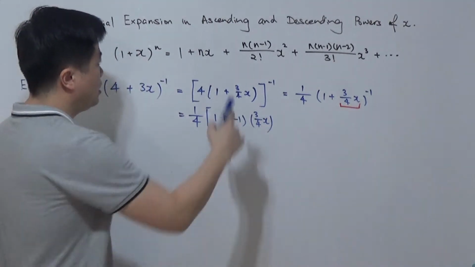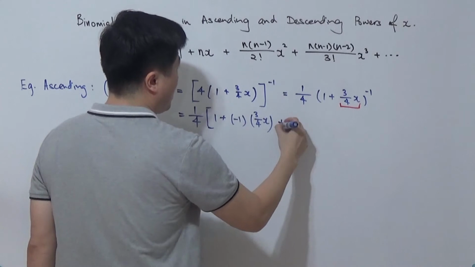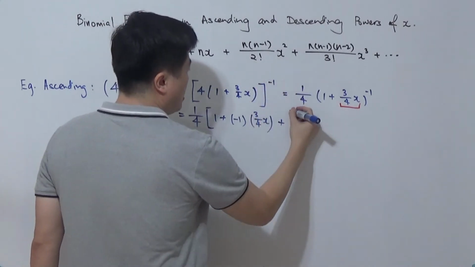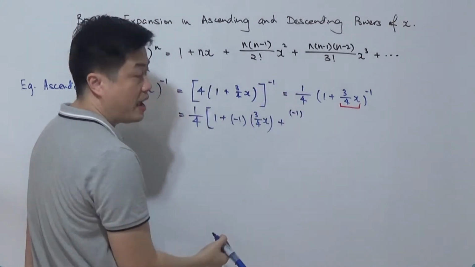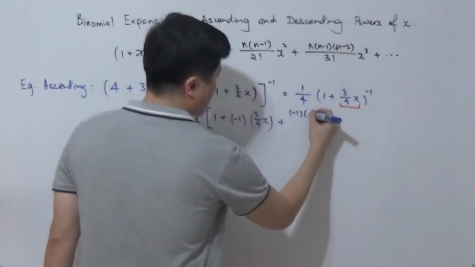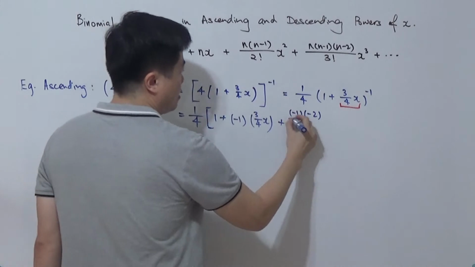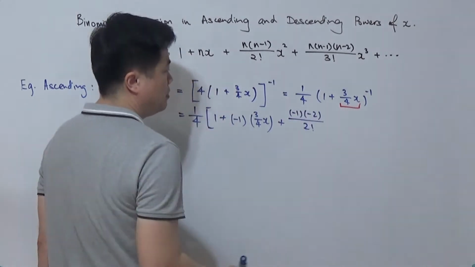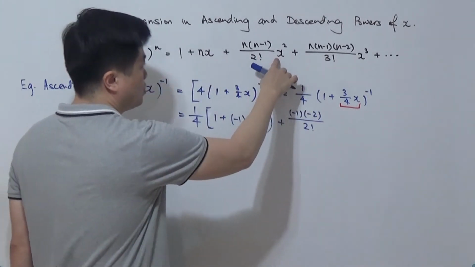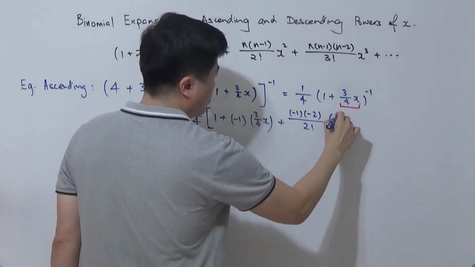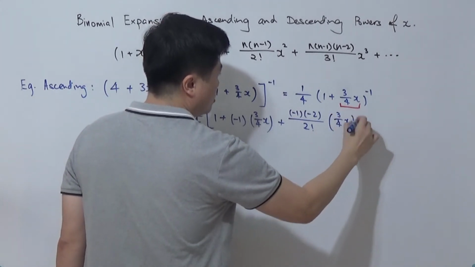Next up, we're going to move on to the second one, which is plus n minus 1. So that is going to be minus 1, which is the value of n, and then minus 1. So that gives us minus 2. So that's that. And then 2 factorial, followed by x squared. So in that case, we'll put in 3/4 x whole thing squared.